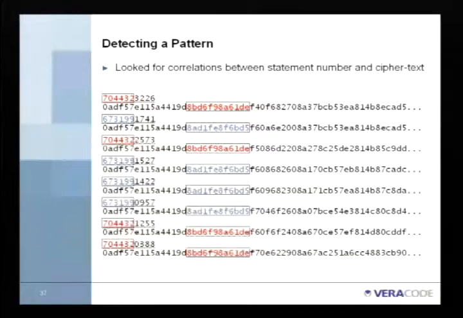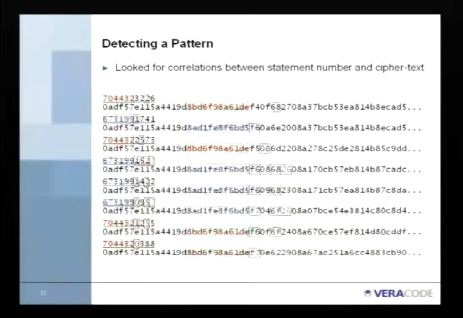So that gives me a good idea of where the statement number is represented in the token. Now let's take a look at the remaining 4 digits of the statement number and see if there are any parallels there. Appreciate this slide. It took a long time to make.